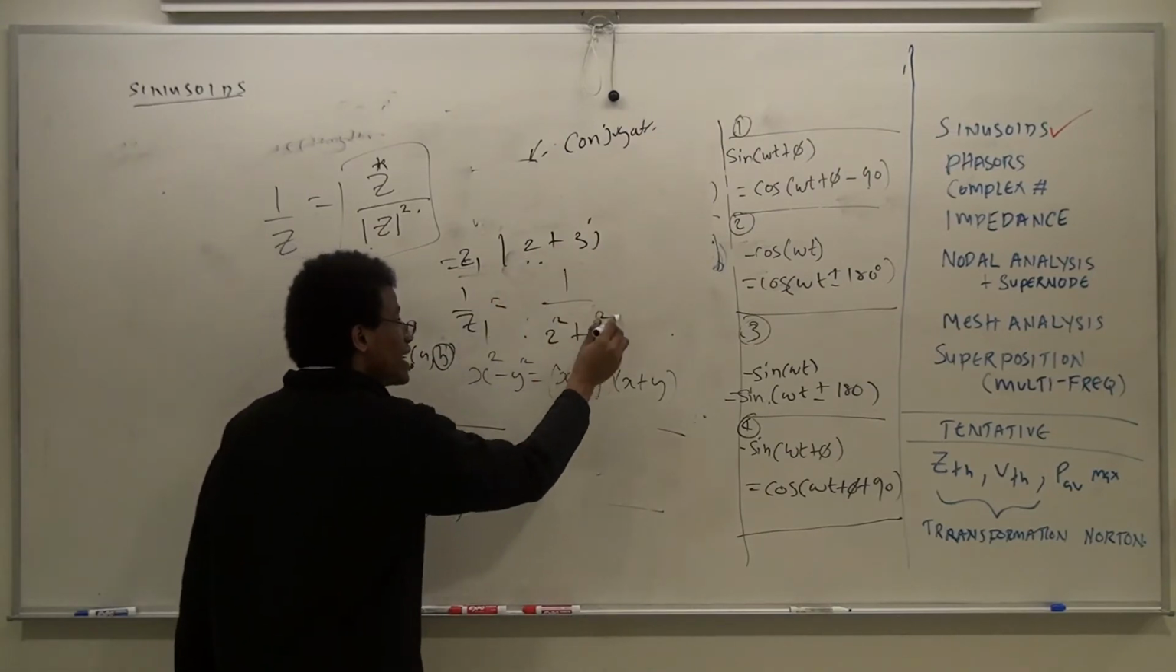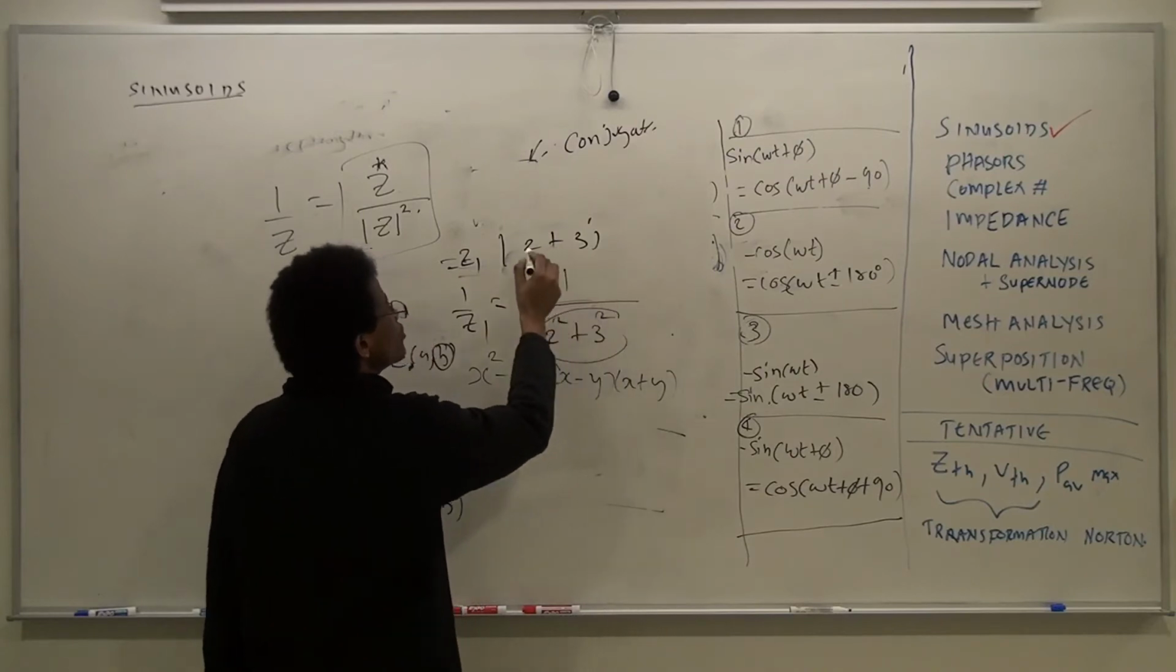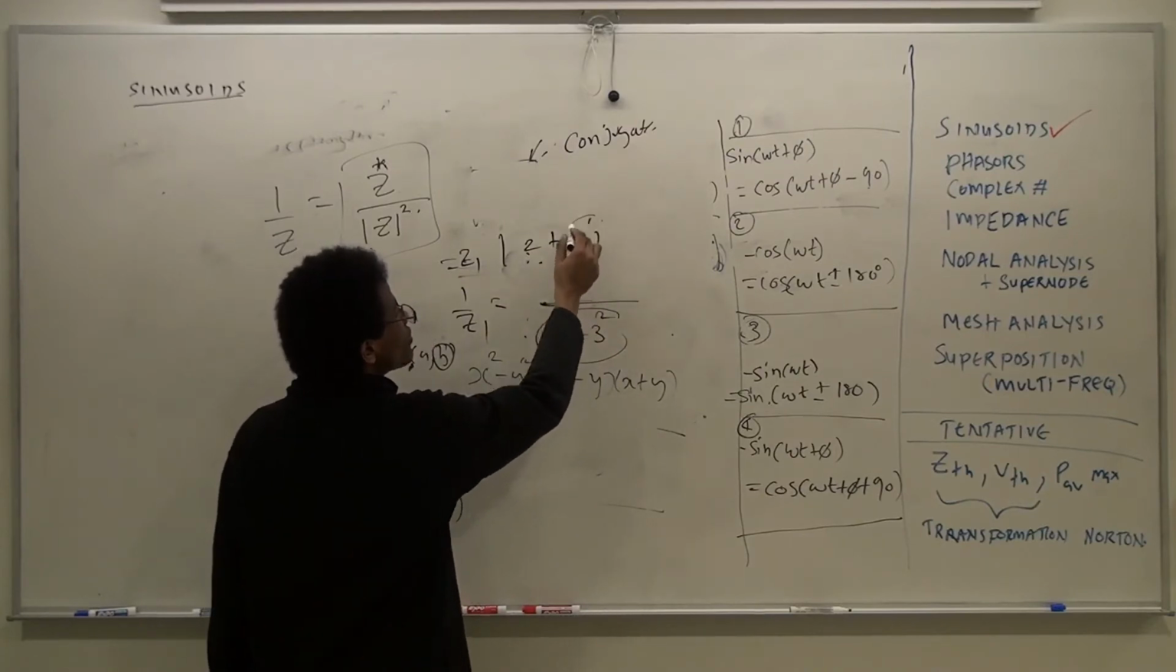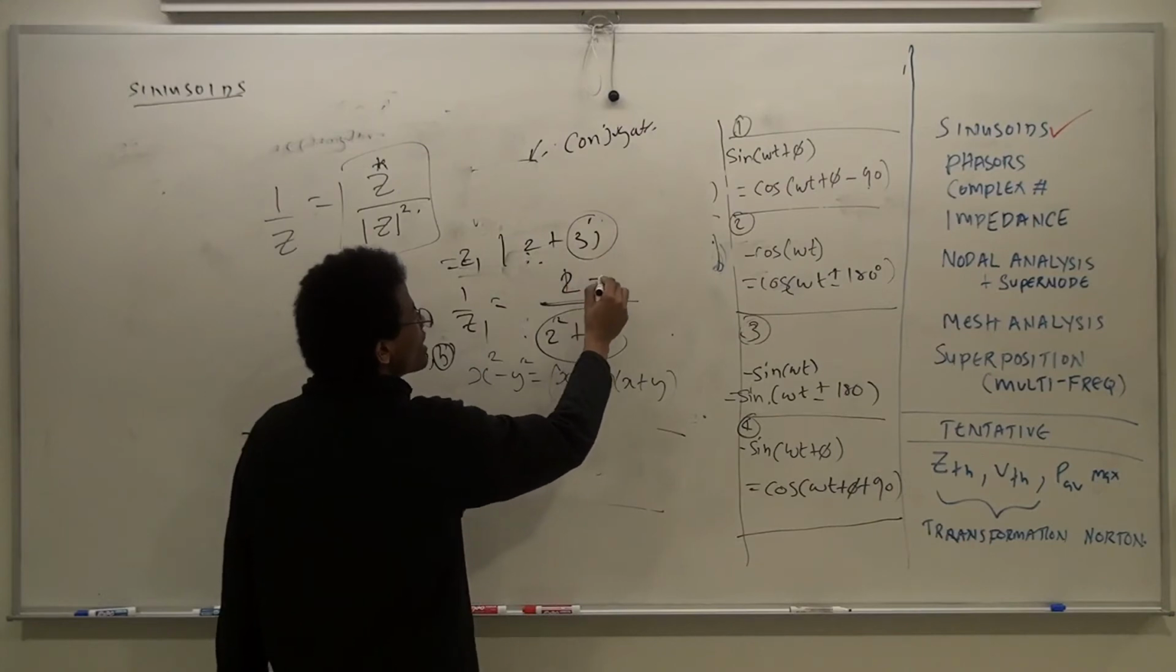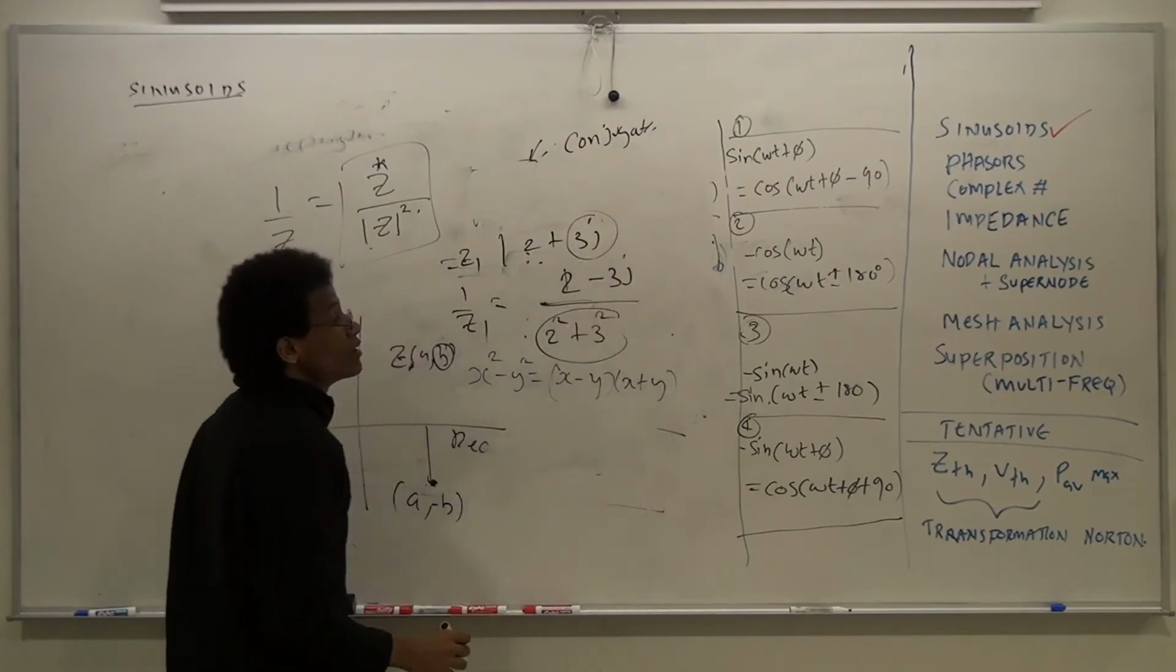That's actually a positive number. And then you take the 2. And what's the conjugate? What do you do with the 3? You do minus 3j. Okay.